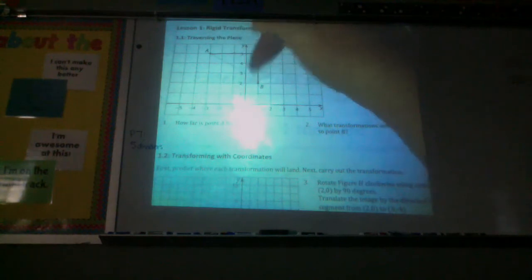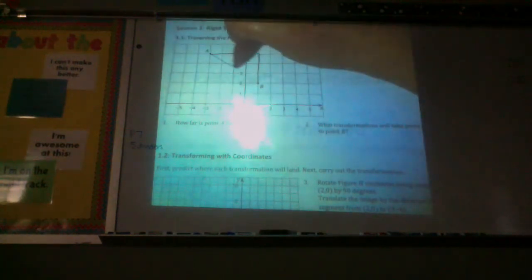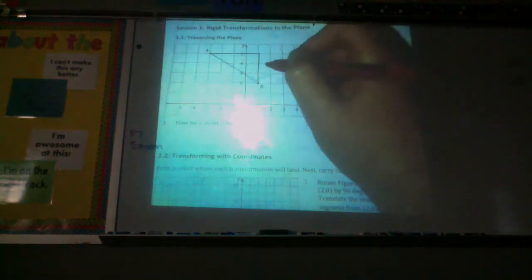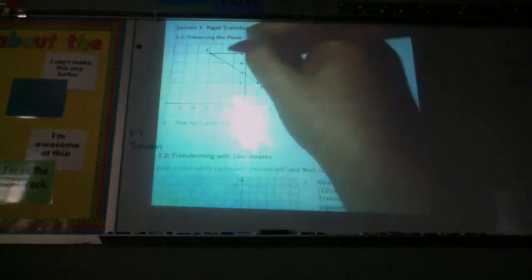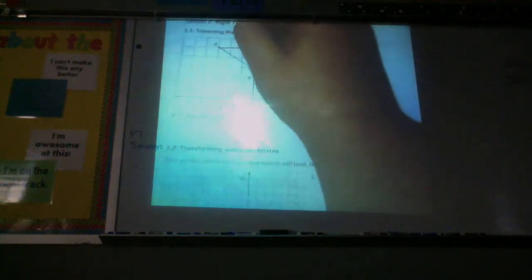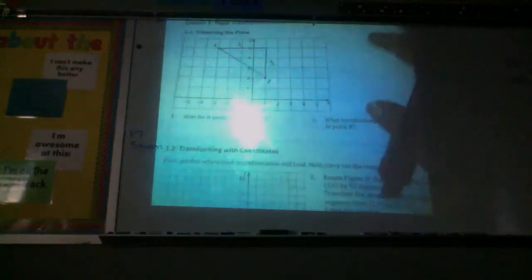Now guys, can you use the triangle? Pythagorean theorem. Now I can use the Pythagorean theorem. Okay, so how big is this side? 3. And how big is this side? 4. So how do I set up my Pythagorean theorem to figure out how long it is?